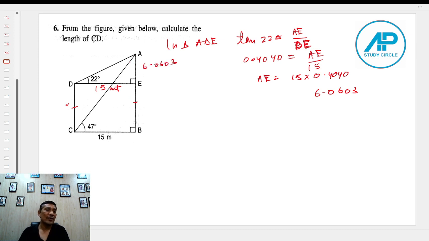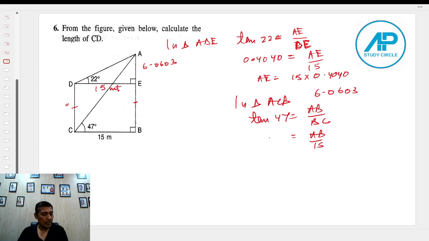What I should do is find the entire value of AB, taking the full triangle ACB. So tan 47 equals AB upon 15. And what is the value of tan 47? 1.0723. So multiplied by 15, AB is 16.0855.